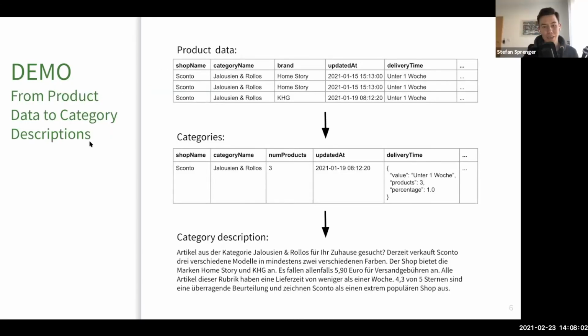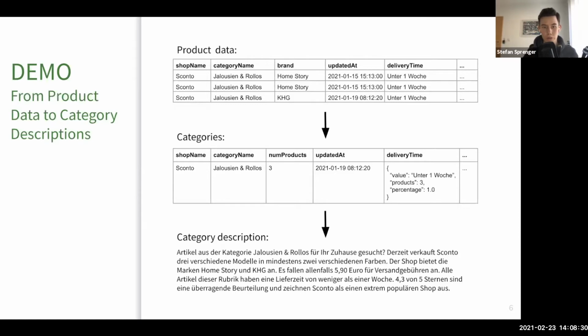So what we actually need to do is somehow start with pure product data, derive category data, and then use that category data as an input or data source in AX Semantics to produce the texts and descriptions for the categories.